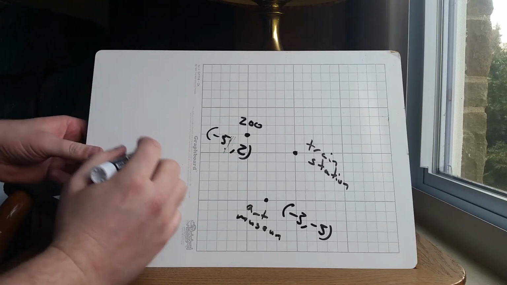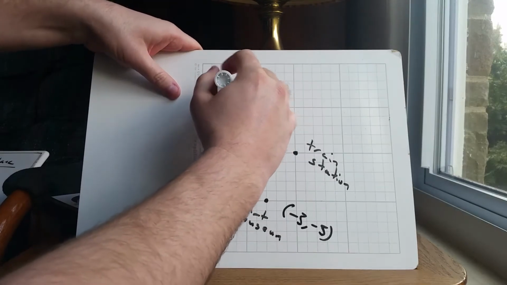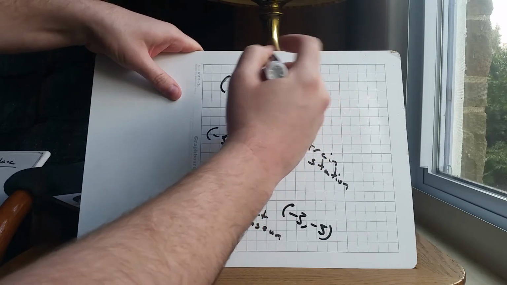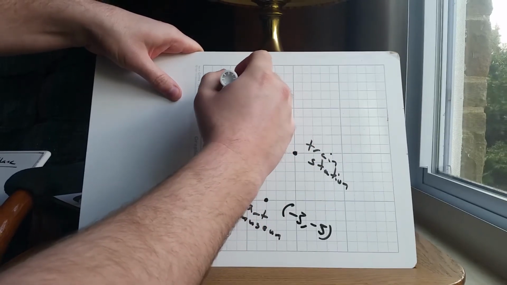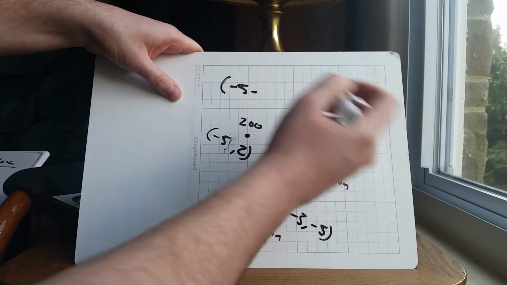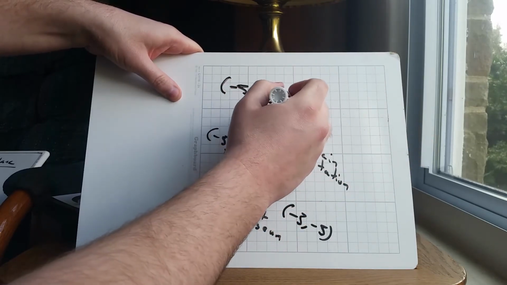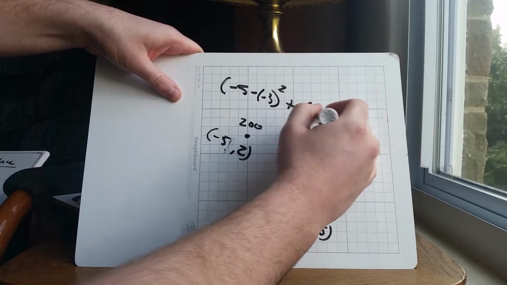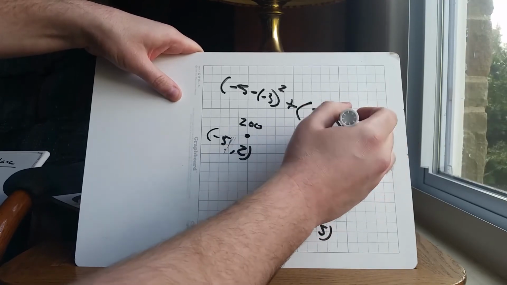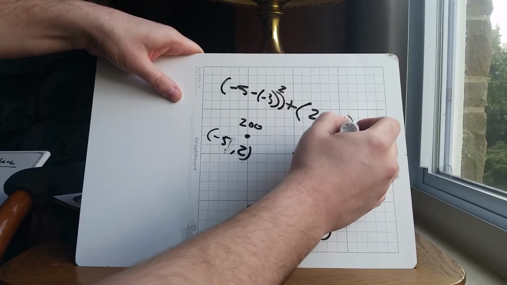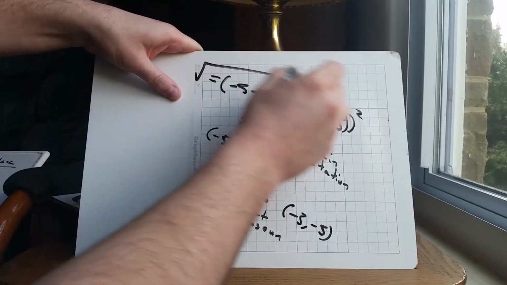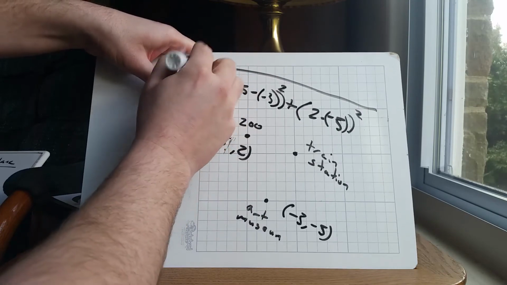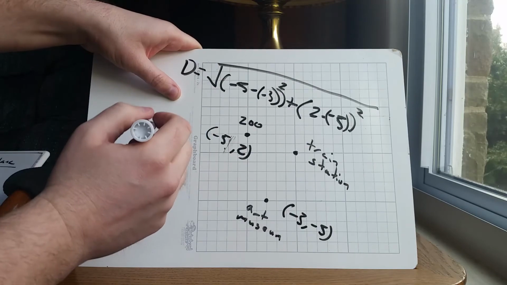So I'm going to need, well, I'm going to write it out up here. Difference of my x's. I'm going to go with the zoo as the second point. So that's -5 minus -3. I'm going to square that. Plus the difference in my y's, 2 minus -5, and square that. I'm going to end up taking the square root of the whole thing, and that is going to be the distance between the zoo and the art museum.